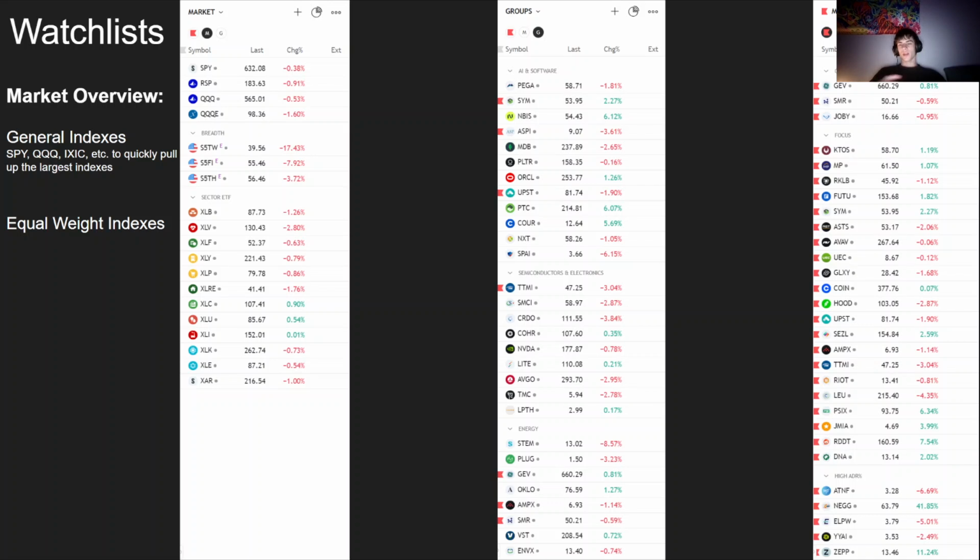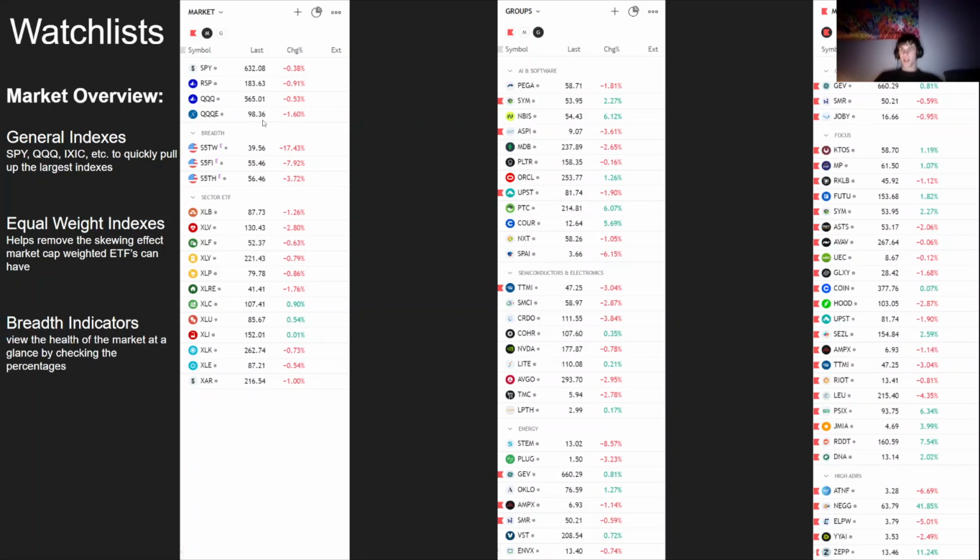If you took away the weighting by market cap and just had everything equal, that's what an equal weight index is, and that can be really helpful to remove the skewing effect that a market cap weighted ETF can have. So I have an equal weight for SPY and an equal weight for QQQ here. I have breadth indicators, which can be helpful to view the health of the market and the pace that we're on at a glance by looking at the percentages in here.